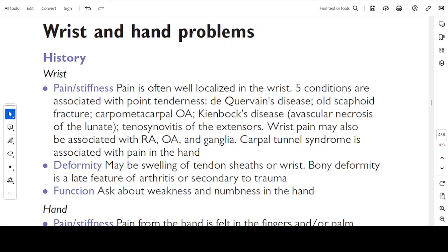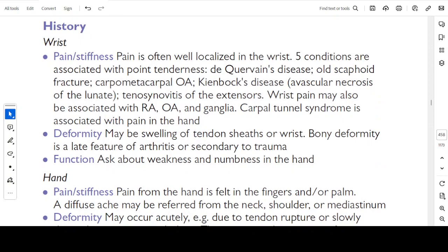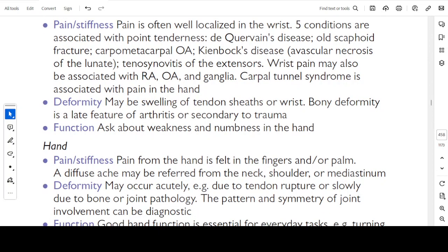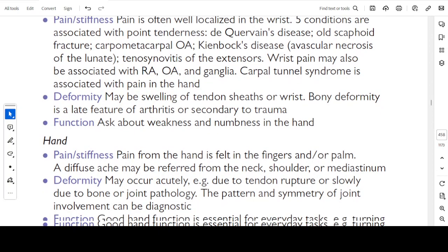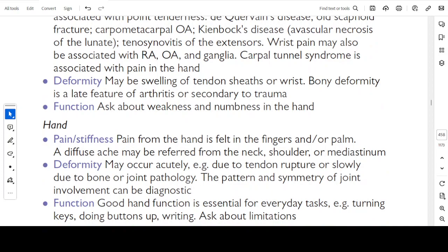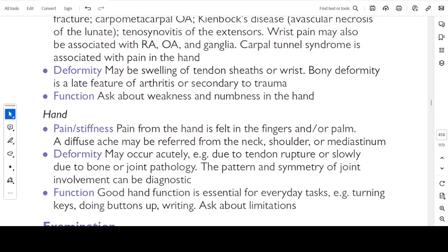Wrist pain may also be associated with rheumatoid arthritis, osteoarthritis, and ganglia. Carpal tunnel syndrome is associated with pain in the hand. Deformity may be swelling of the tendon sheaths or wrist. Bone deformity is a late feature of arthritis or secondary to trauma. Function. Ask about weakness and numbness in the hand.